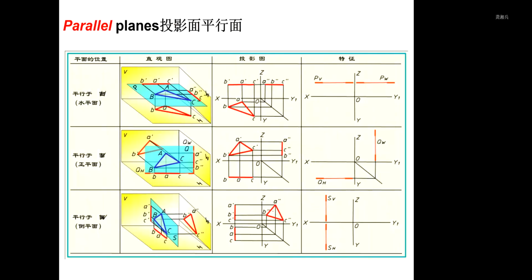Okay, let's summarize. In these parallel planes, we found three kinds of parallel plane. If it is parallel to one plane, the projection on that plane represents the true shape of the plane, and the other two projection planes accumulate to lines. So if you find any shape like this, you should tell me this is a parallel plane. If it is parallel to the horizontal plane, we call it the horizontal plane, and its horizontal projection is a shape. And if it is parallel to the front plane, we call it the front plane.